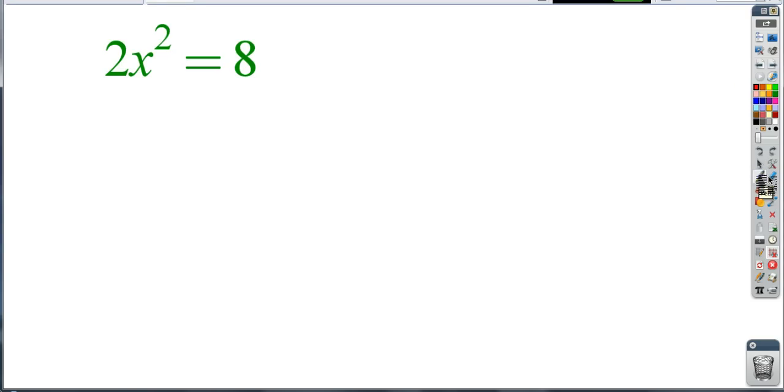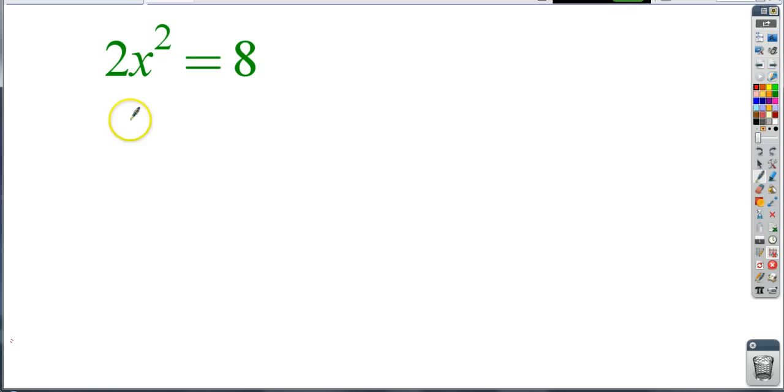So we were taking an equation like this, 2x squared equals 8, and we were setting it equal to 0 and factoring it. Well, that's not the only way you could do it. We can also use radicals to do this. What we want to do here is take square roots. The first thing I'm going to do is get x by itself, because I want to know what x is.